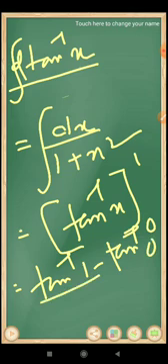What is tan inverse of 1? When tan is equal to 1, the angle is pi by 4. That means tan of pi by 4 is equal to 1. So tan inverse of 1 is equal to pi by 4.